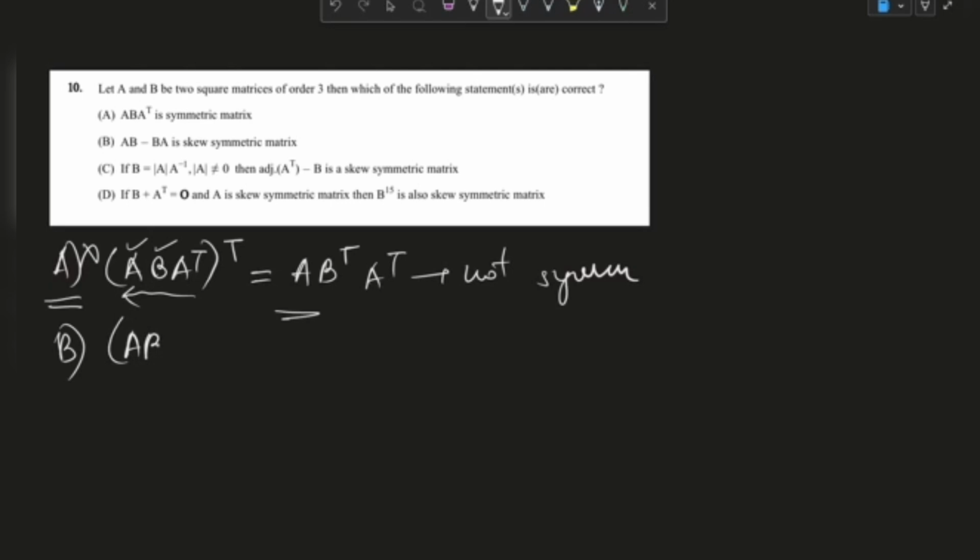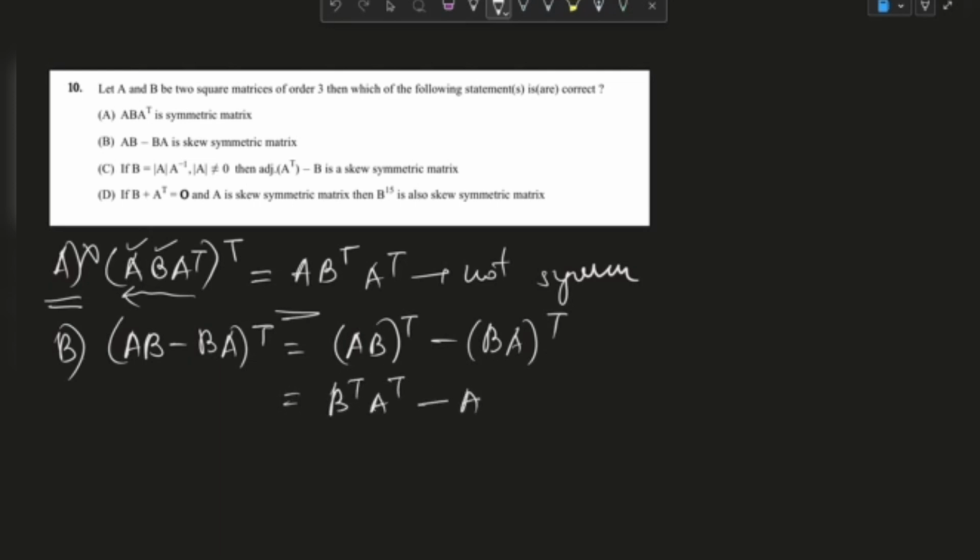In option B, we have AB minus BA is a skew symmetric matrix. So again, we have to find AB minus BA whole transpose. This will be AB transpose minus BA transpose. Again we apply the reversal law. This is B transpose A transpose minus A transpose B transpose. So again this will be incorrect. I guess you can understand, AB minus BA is not skew symmetric. This had to be minus of AB minus BA, and that is nowhere to be seen.